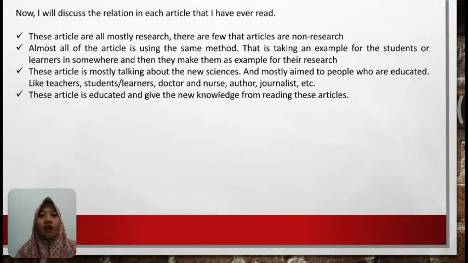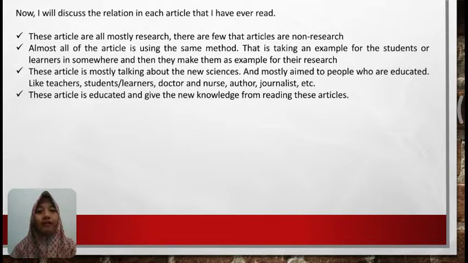Okay, and now I will discuss the relation in each article that I have read. These articles are mostly research. There are a few articles that are non-research. Almost all of the articles are using the same method. That is taking an example of students or learners somewhere and then making them the example for their research.